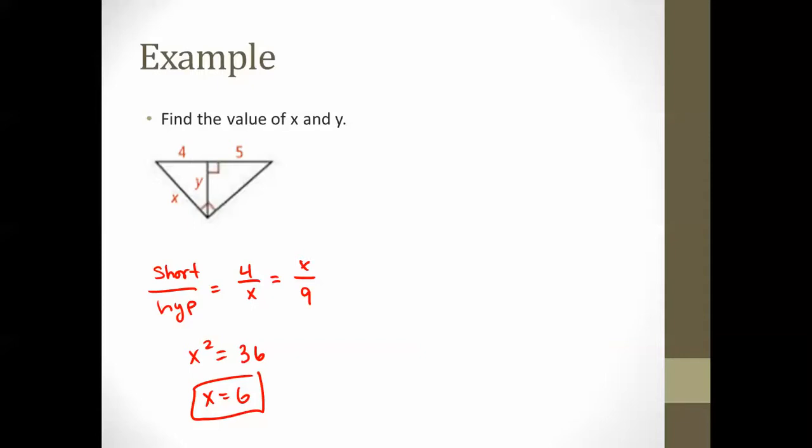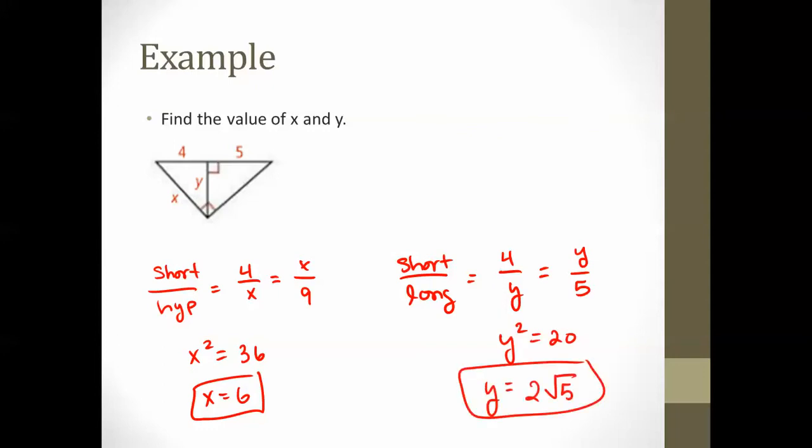Now we have enough information to solve for y. We had enough information before. Remember that the altitude there is the geometric mean of the 2 segments it splits. So in this case, we're going to go short leg over long leg of the small triangle equals short leg over long leg of the medium triangle. So 4 over y equals y over 5. Y squared equals 20. Break that down, we get y equals 2 root 5.